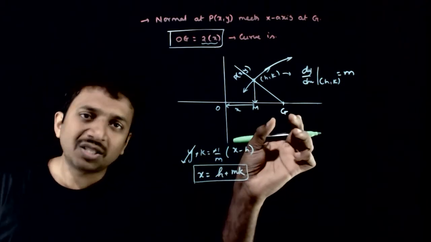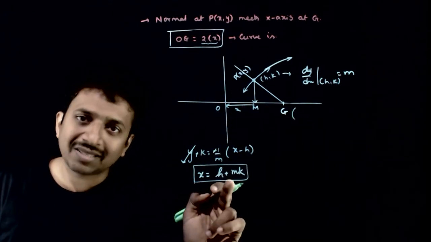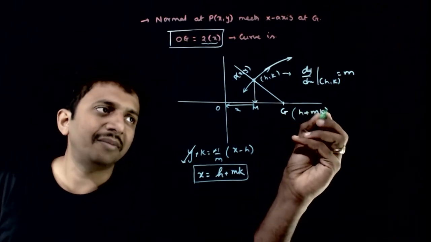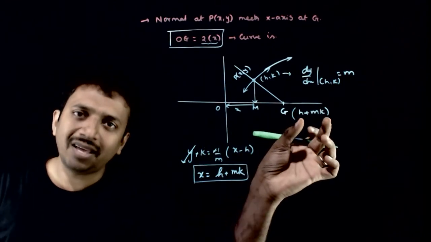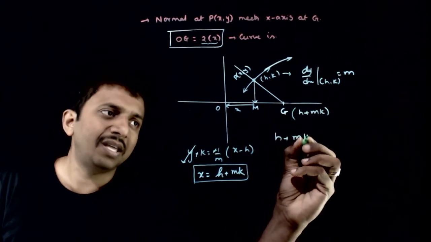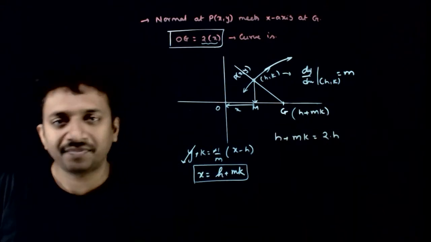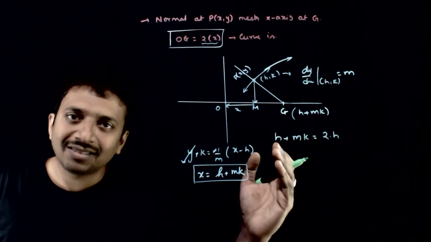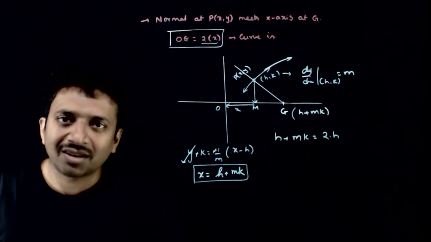So the coordinates of this point are equal to the x-coordinate of this point plus m times the y-coordinate. This is h plus mk. Now what is the distance OG? OG is nothing but this length h plus mk. So according to the given condition, h plus mk is equal to 2 times the x-coordinate of this point, which is h. Now once you have the equation in terms of h and k, I can put x in place of h and y in place of k, because the general point is x, y.